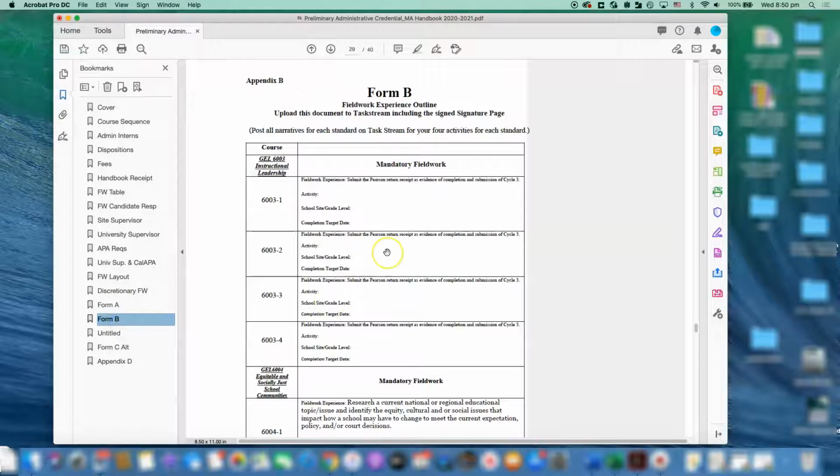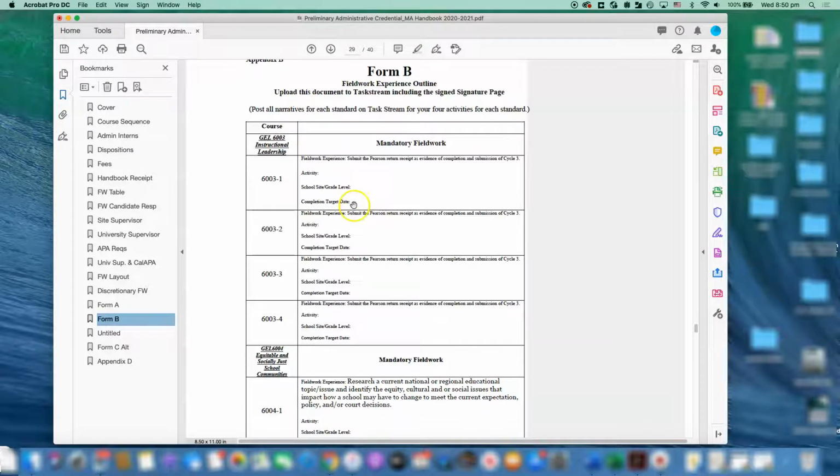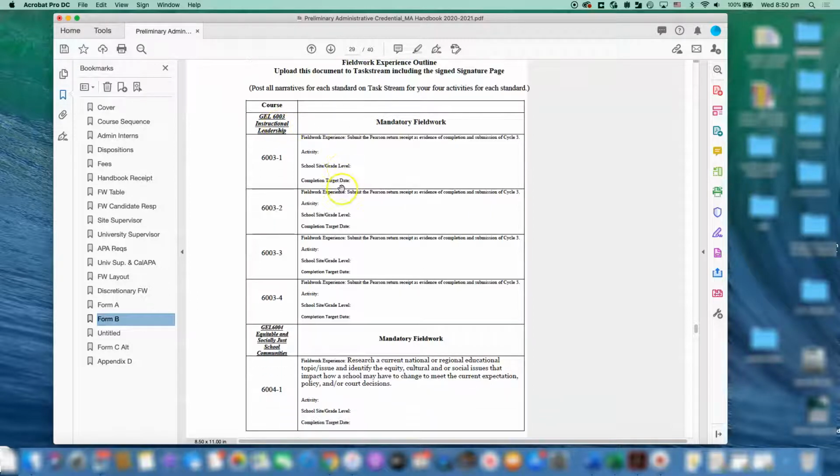Form B, this is the running list of what you've done for your fieldwork for your entire program. So the entire time you are here in all 6 courses, you will document everything that you are doing towards those fieldwork assignments. So 6003 is an APA course. You take the assessment. Therefore, you've got 1, 2, 3, and 4. It's not the discretionary list or required list.